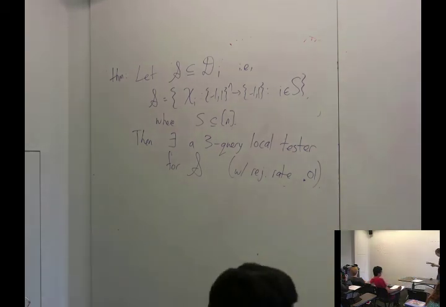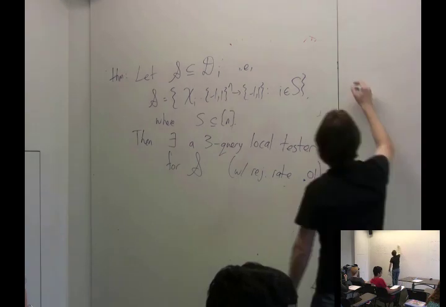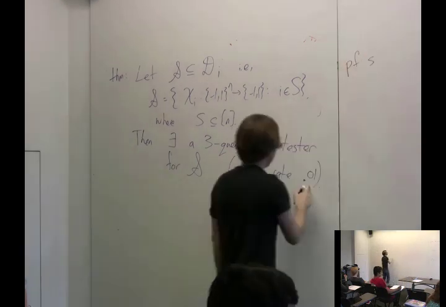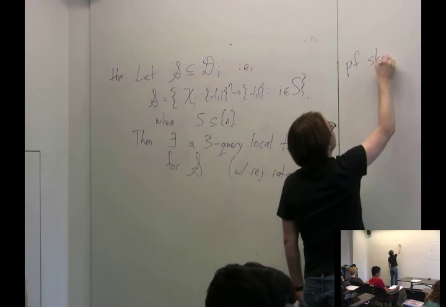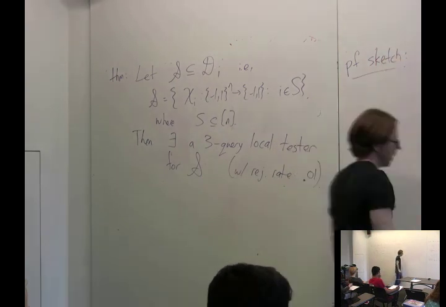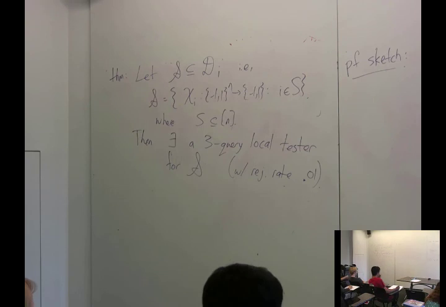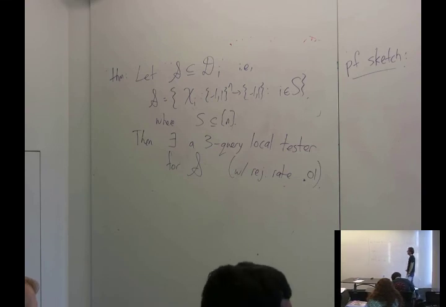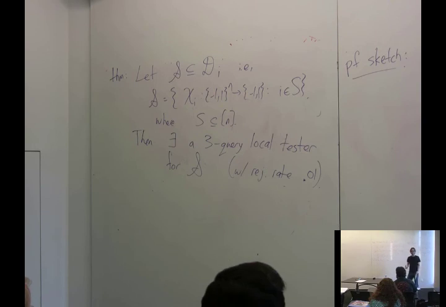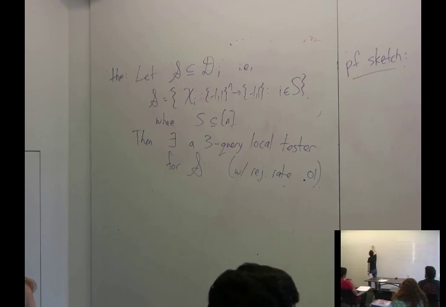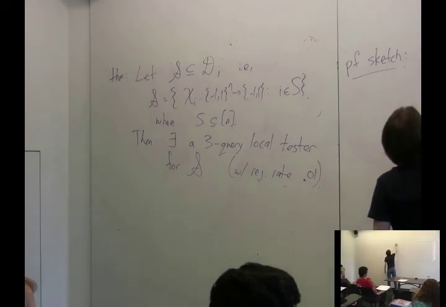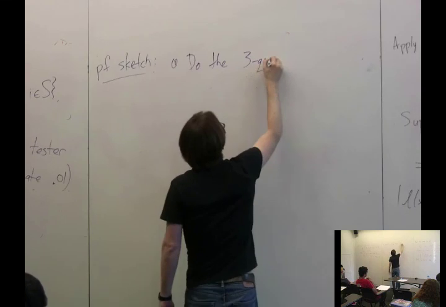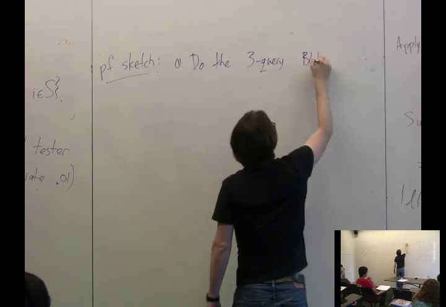OK, so here's the proof sketch. As I said, this is where I'm going to start to get slightly lazy about being super careful about arranging the rejection rate ahead of time. I think you'll be convinced by this sketch. So it's going to be a testing algorithm with a few subroutines. So what's the first subroutine that we should do if we're trying to test that f is a dictator from the set S? Very good. Yeah. So first, do the 3-query BLR plus NAE test.